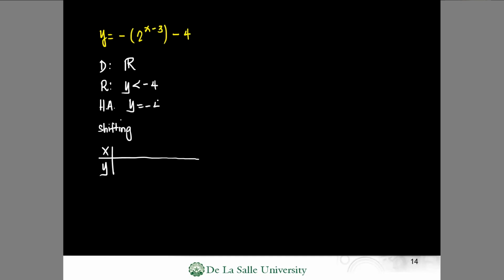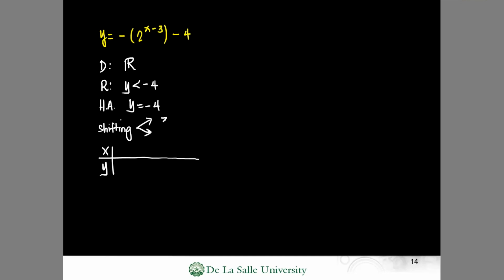With this, guys, I would like you to give me the domain, the range, the horizontal asymptote. Tell me the shifting, and let's create the table. Okay, what's the domain? Very good. All real. What about the range, guys? Y is less than -4 because your horizontal asymptote is y equals -4. Shifting. What's the shifting? There are two shifts.